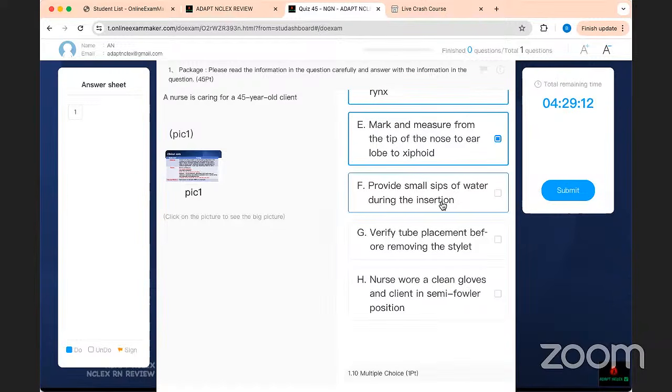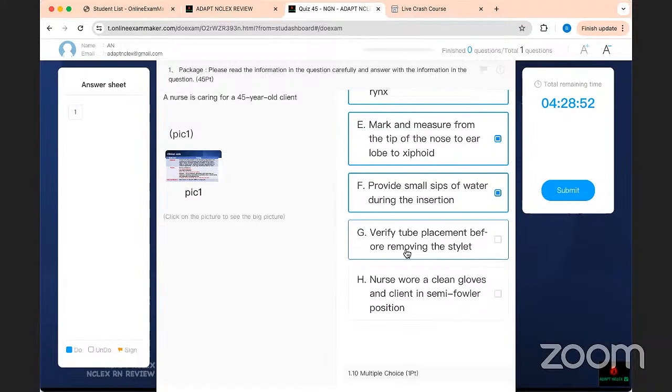Provide sips of water during insertion. Is this appropriate? When you insert an NG tube, you should give them water to drink. Small sips of water.